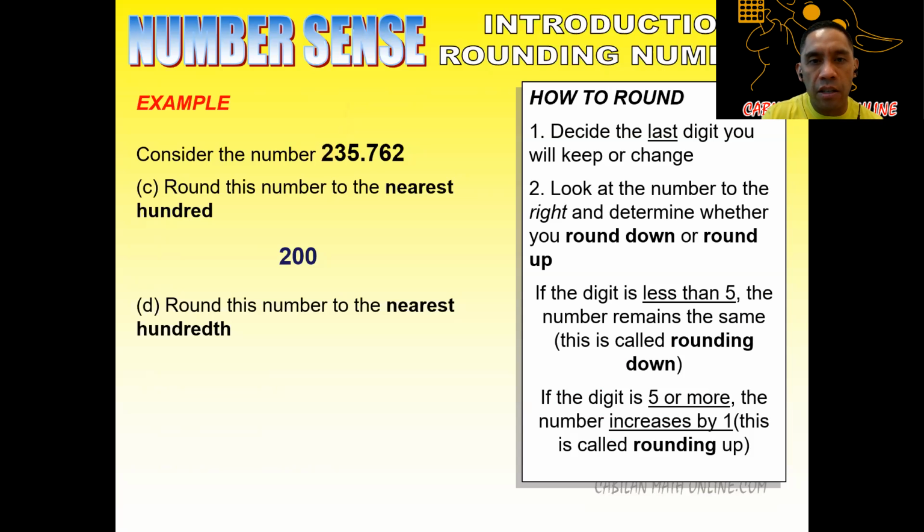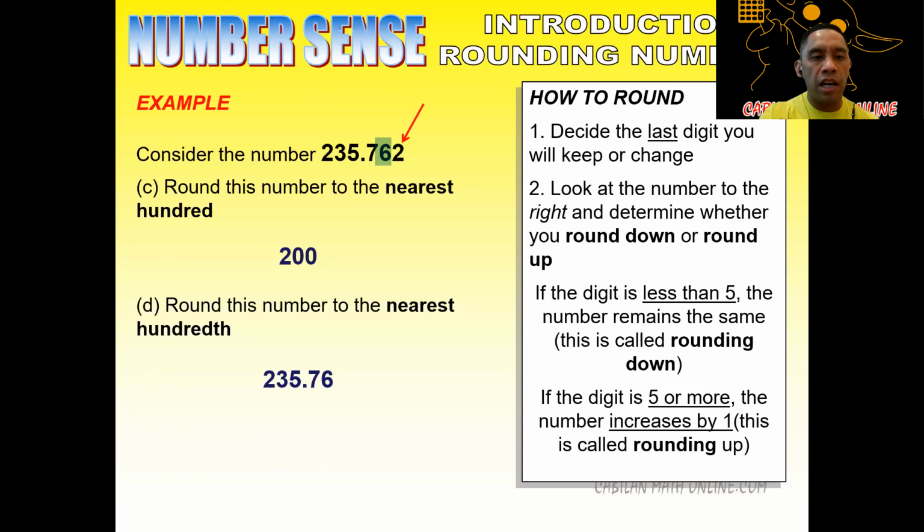If you take a look at this number that we have here, you should see that the 6 is in the hundredths column. Now, in this example, to the right of it is the number 2, which tells us that what we're going to be doing here is rounding down. So the 6 remains the same, and the 2 basically disappears. So the final answer to this will be 235.76.